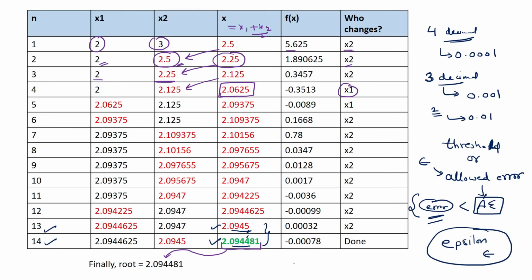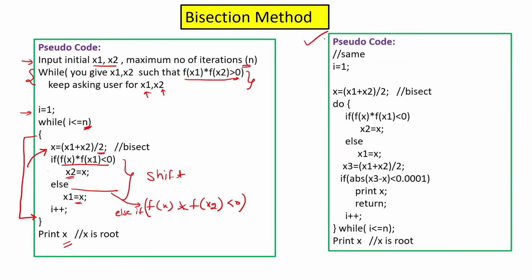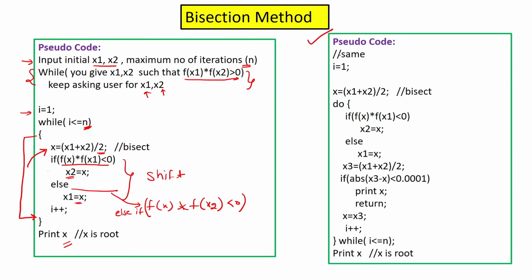So let's see the second version of our program. This is my second version. This code is almost similar to the first code. I have just added some code and most of the code is similar. This part will remain the same: I have to ask the value of x1, x2 and n, and this loop will remain the same.